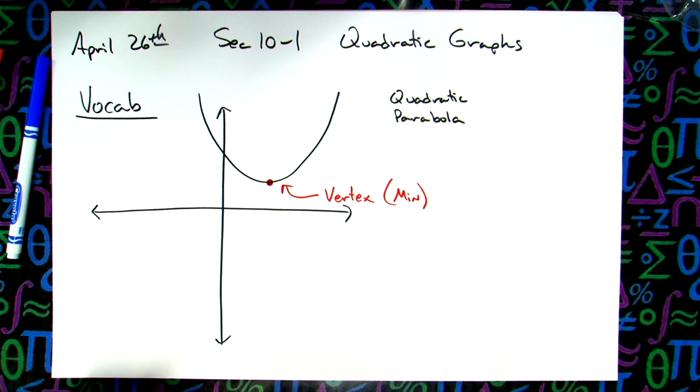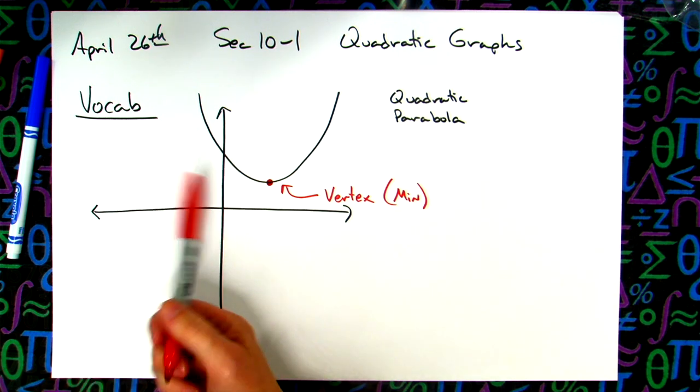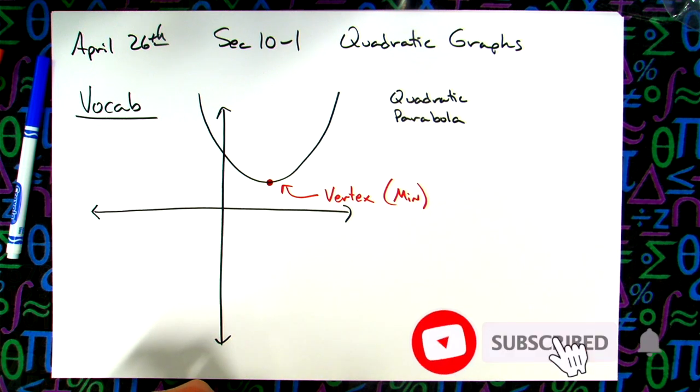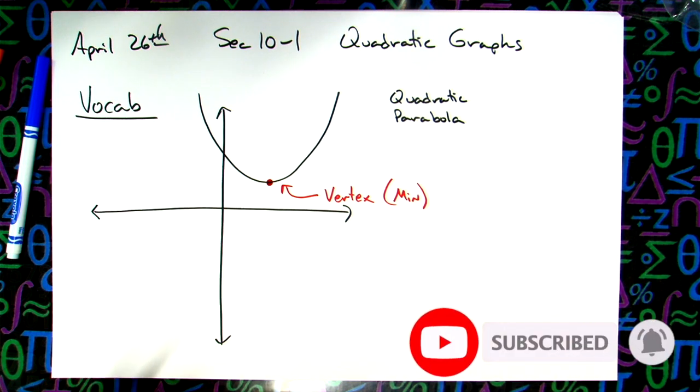If it was an upside down one, it's going to be a max. So on today's assignment, your goal is going to be to identify the vertex as either a minimum or a maximum. So when it's upright like this, we know that it will be a minimum.